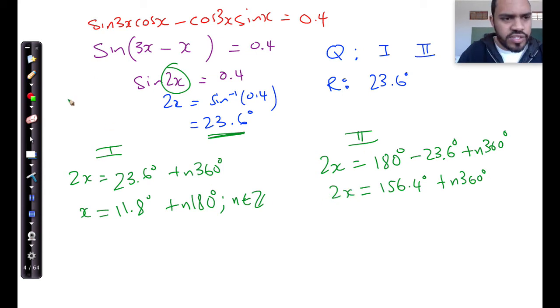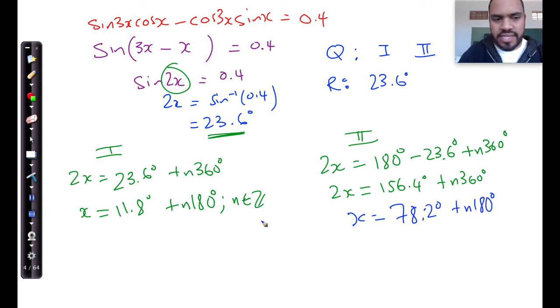And since that is equal to 2x, we now need to divide everything by 2. And then we get x is equal to, 156.4 divided by 2 will give you 78.2 degrees plus n times 180. Such that, remember, the restriction n is an element of the integers. Okay, so there's an example relevant to grade 12.